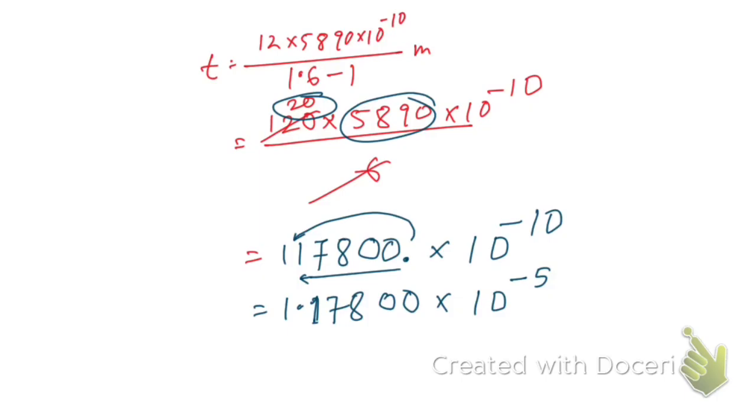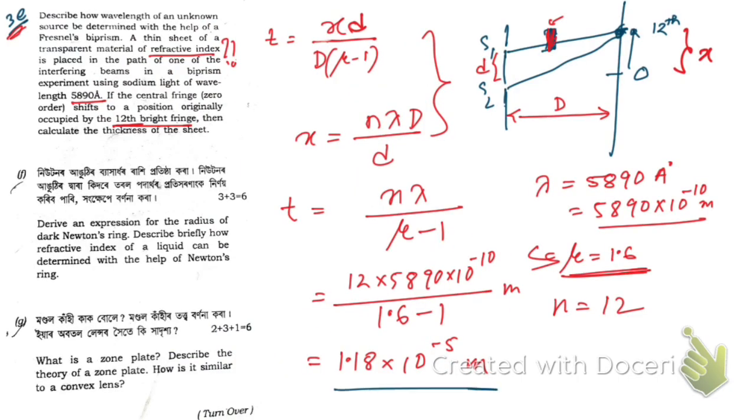10 to the power minus 5. Okay, here you see now, so this is 7 8, you can make it approximately 1.18 into 10 to the power minus 5 meter. That's what we have done, right? So that's how we have got this answer, right? So hope you have understood this.